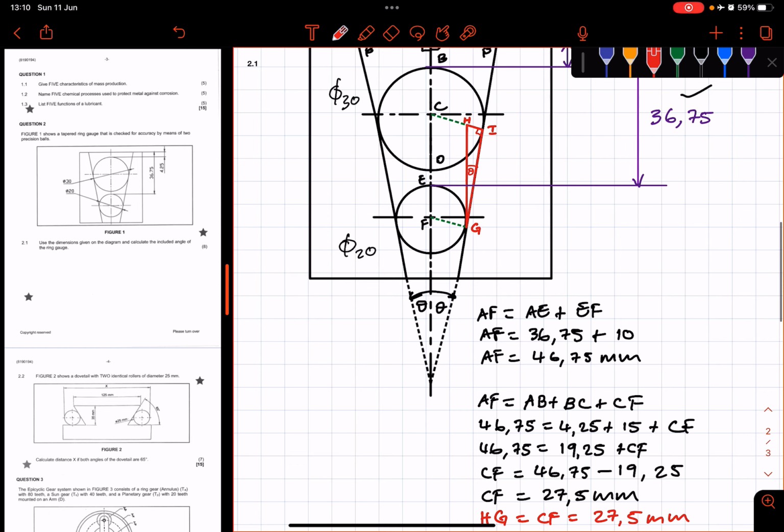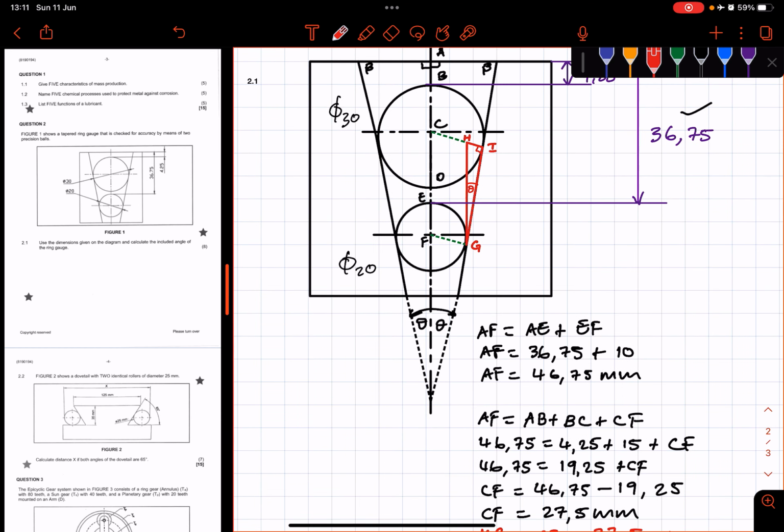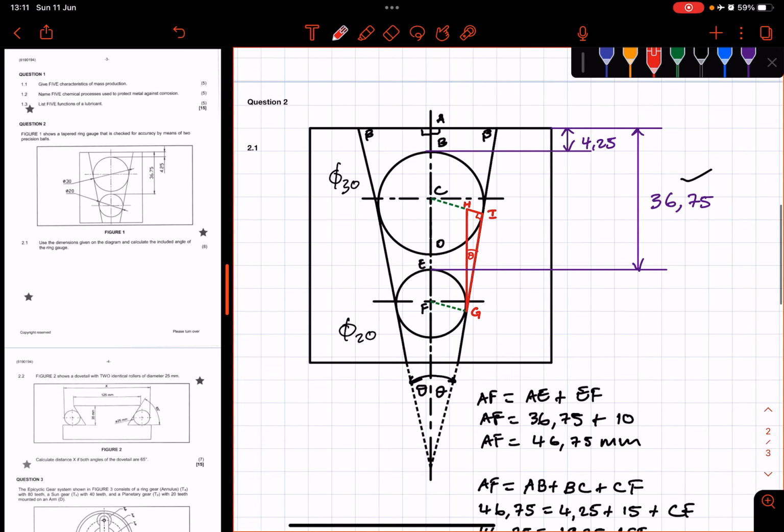Now, if you look here, FG is equal to CH. Now, what is FG? Remember, we ascertained earlier that FG is equal to the radius of the 20 millimeter precision ball. So if FG is equal to the radius of the 20 millimeter ball, it means that CH is also equal to the radius of the 20 millimeter ball, right? So FG is equal to 10 millimeters, meaning CH is also equal to 10, right? And then CI, remember, earlier we ascertained that CI is equal to the radius of the 30 millimeter precision ball.